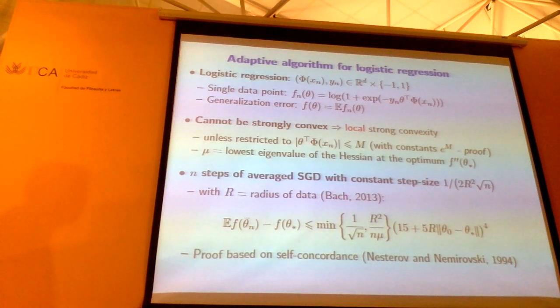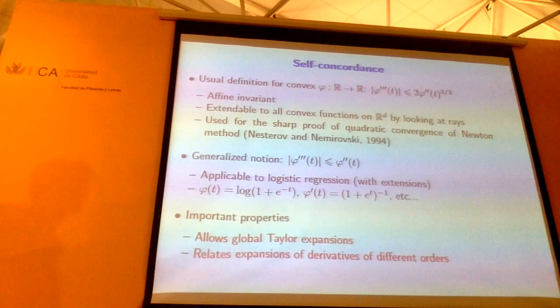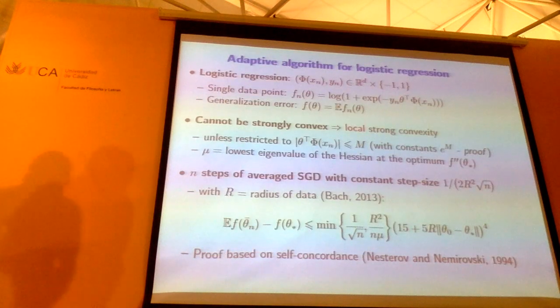I will just mention a few things about self-concordance because this may be useful to someone. Yes? Why do we even care about the radius of the data? Can I just centralize my data so that R is 1? Why do we care about big R? If I centralize everything, R is 1.